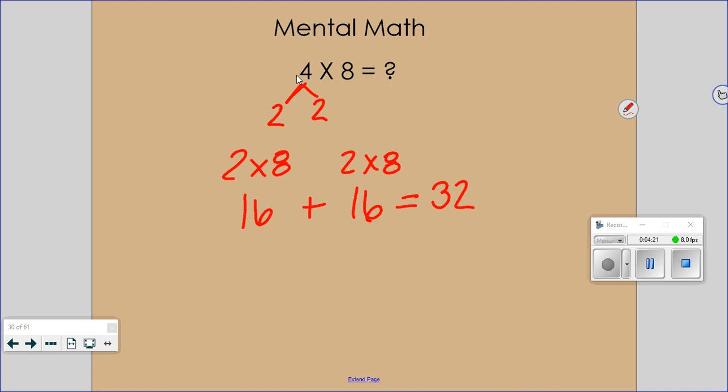Shortcuts. Could you have skip counted by 8s? Yes. Could you have skip counted by 4s? Yes. Could you just memorize it? Yes. But if you aren't good at those strategies, start breaking it apart. Love that. Let's do one more.